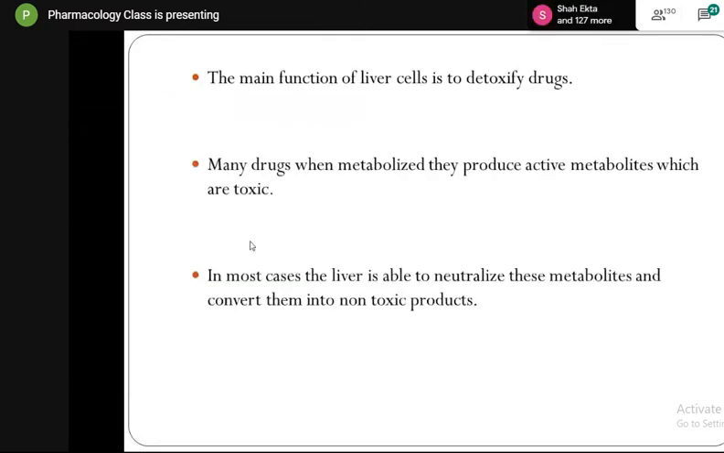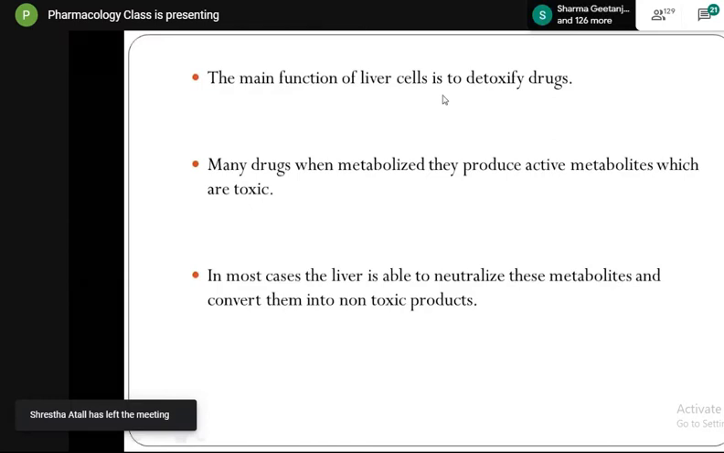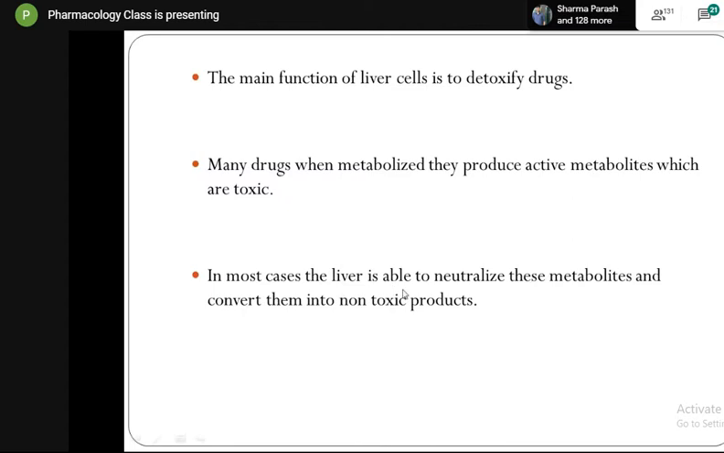So we can say that the main function of the liver cells with regard to drugs is to detoxify them. That is, to make the drugs undergo metabolism and make them ready for excretion. Many drugs, when metabolized, produce active metabolites which might be toxic, and in most cases the liver is able to neutralize these metabolites and convert them to non-toxic products, so that the body is free of them.